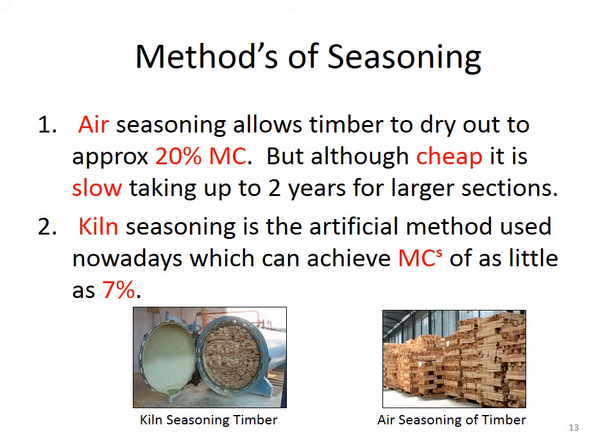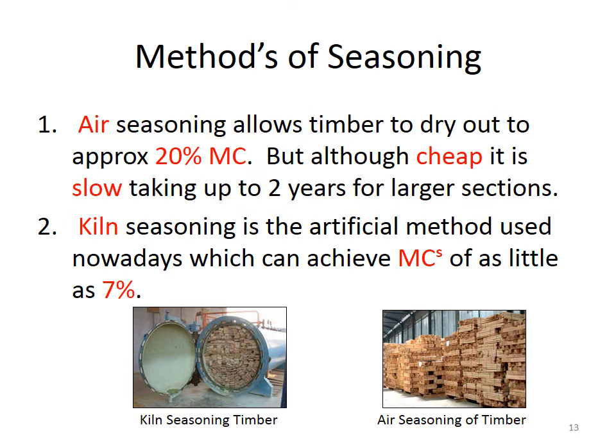So the two methods of seasoning. Number 1 there, the first one there, is air seasoning. We can see an example of it in the image on the bottom right hand side there. Air seasoning allows timber to dry out to approximately 20% moisture content, but although cheap, it is slow, taking up to 2 years for larger sections.